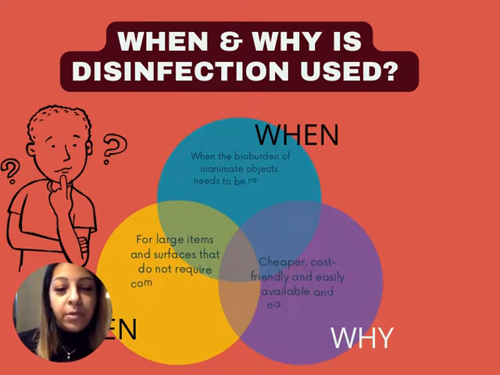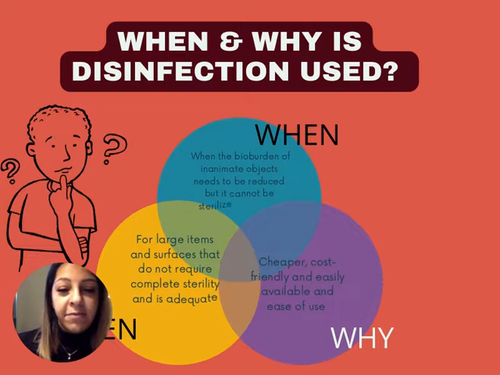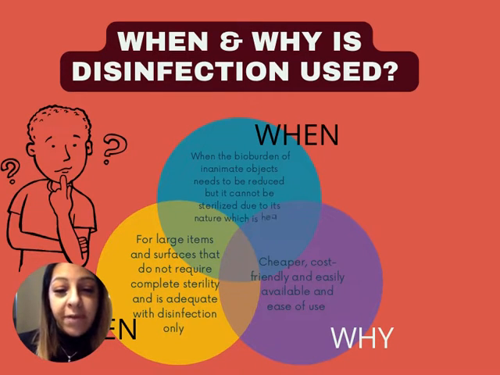Now, let's go to the when and why disinfection is used. When is disinfection used? When the bioburden of inanimate objects needs to be reduced, but it cannot be sterilized due to its nature, which is heat sensitive, for large items and surfaces that do not require complete sterility, and is adequate with disinfection only. Why is disinfection used? Because it is cheaper, cost-friendly, easily available, and easy to use.